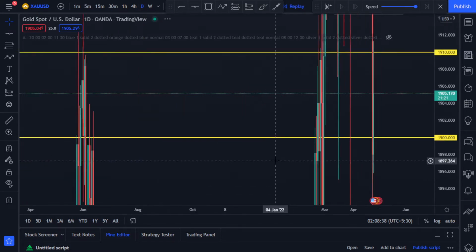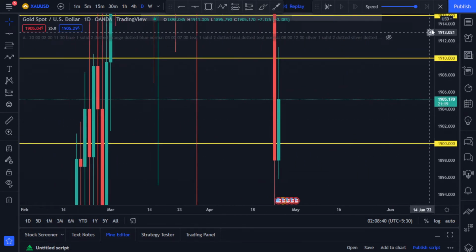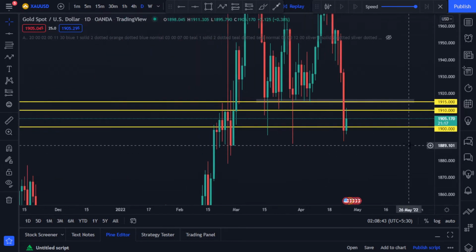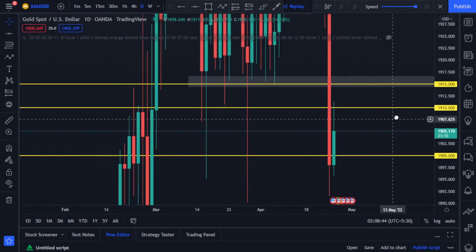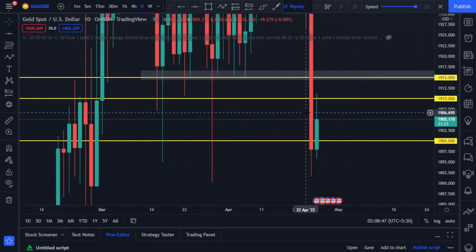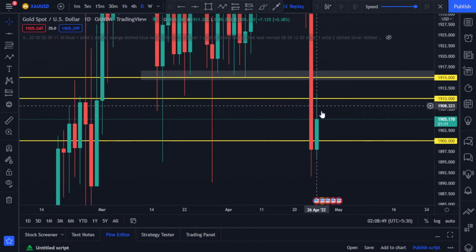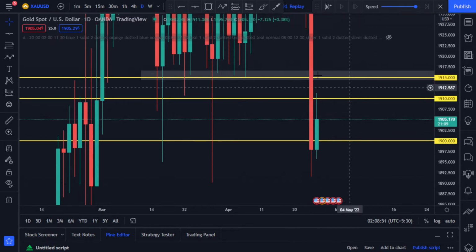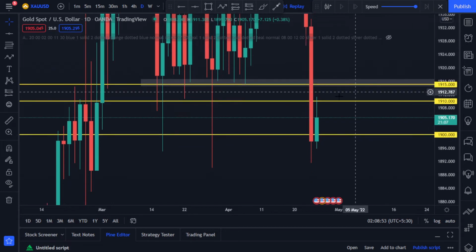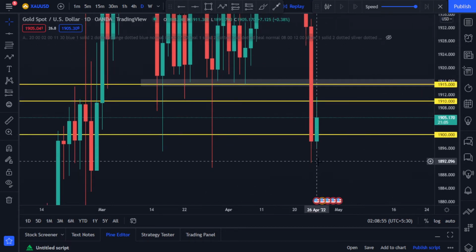Right, now let's get started with the analysis. Just a few hours ago, I was looking at this candle when there were around 2 hours left to its close. It was flipping bearish, but now it's a proper bullish candle.